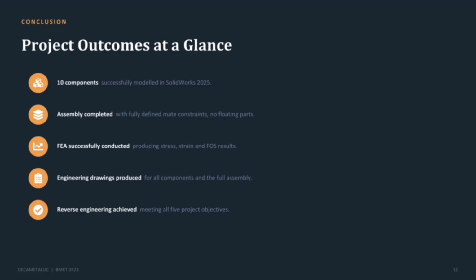In conclusion, this project successfully demonstrated the application of reverse engineering principles through the complete modeling, assembly, and structural analysis of a manual bicycle flow pump using SolidWorks 2005. All 5 project objectives were achieved. 10 components were successfully modeled. The assembly was completely and fully defined, mated, and constrained, with no floating parts. FEA was successfully conducted, producing stress, strain, and factor of safety results. Engineering drawings were produced for all components and the fully assembled product. Overall, reverse engineering was achieved, meeting all 5 project objectives.